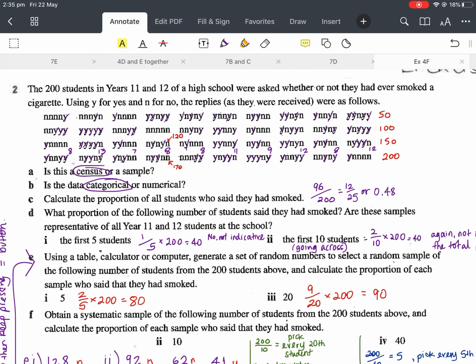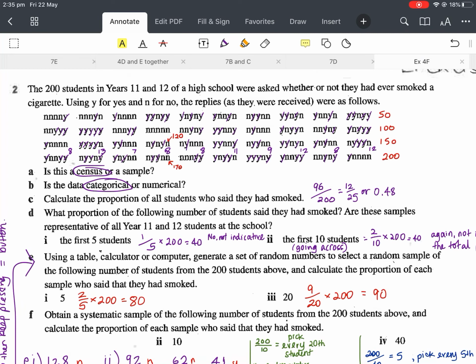Question D then said, what proportion of the following number of students said they smoked? Are these samples representative of all Year 11 and 12 students at the school? For the first 5 students, there was only one yes. So I created a fraction of 1 over 5, and multiplied by 200 because there were 200 students. I got an answer of 40. So that is actually not indicative of what we worked out in part C up the top.